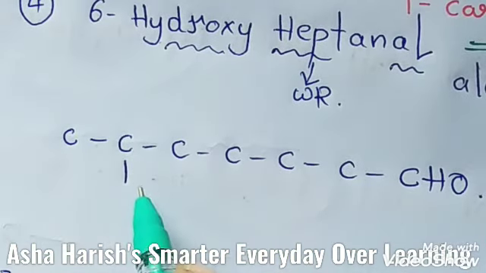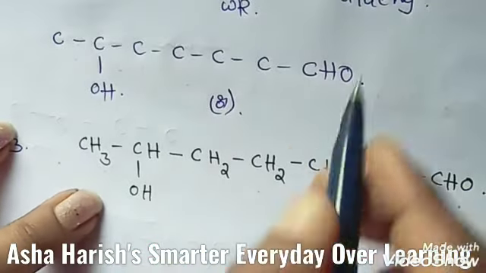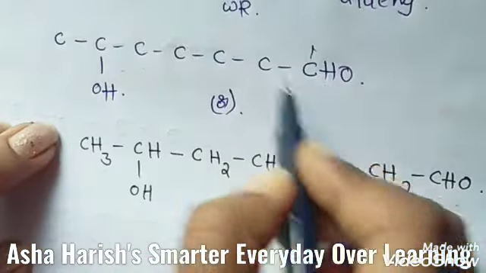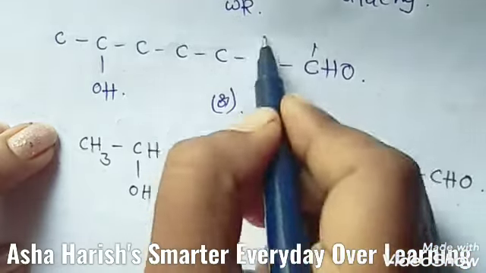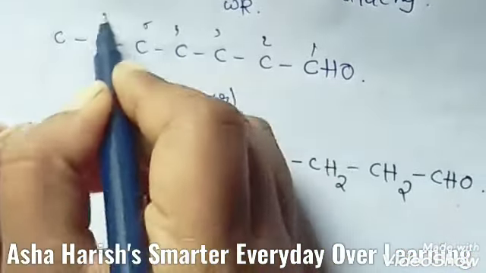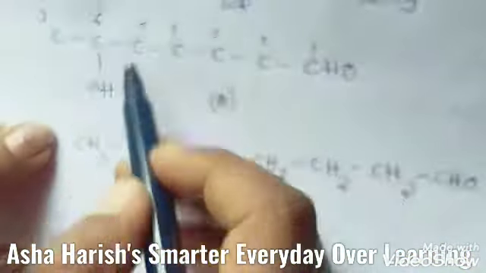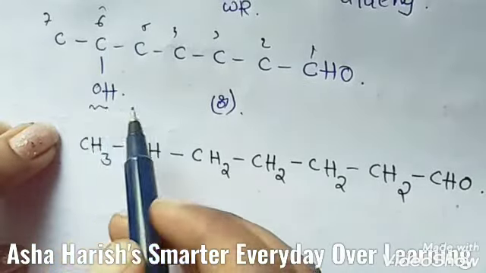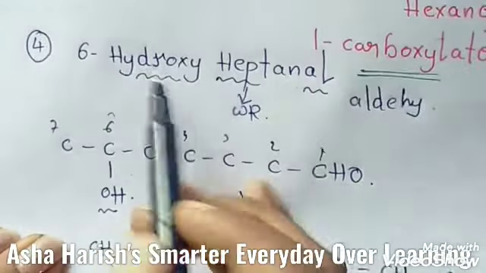Okay, here at the second carbon a hydroxyl group is located. While giving numbering to these carbon atoms, here you have to give first priority to this aldehyde group, and then 2, 3, 4, 5, 6, 7. At the 6th carbon the hydroxyl group is located. Why? Because basing upon this name, 6-hydroxy.